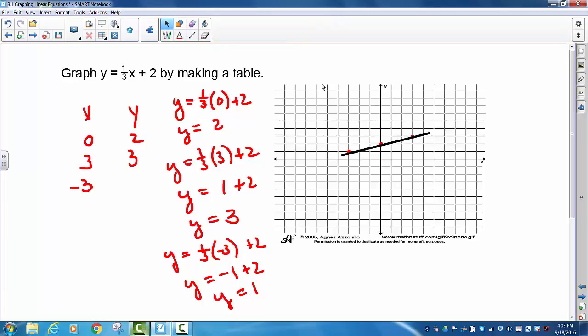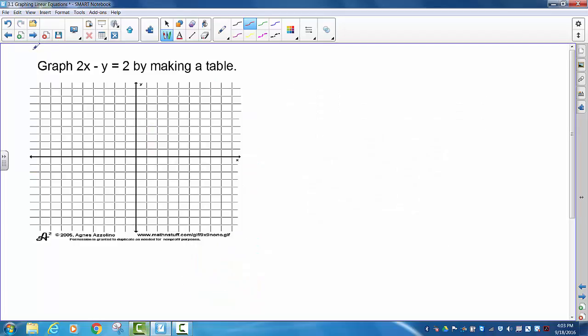And we put our arrows on the end of the line. And we've done it by making a table. Oh, I didn't fill in that last part of the table. 1. So we drew our line using a table. Your turn. Graph 2x minus y equals 2 by making a table. Pause the video, try this, and then get back with me.